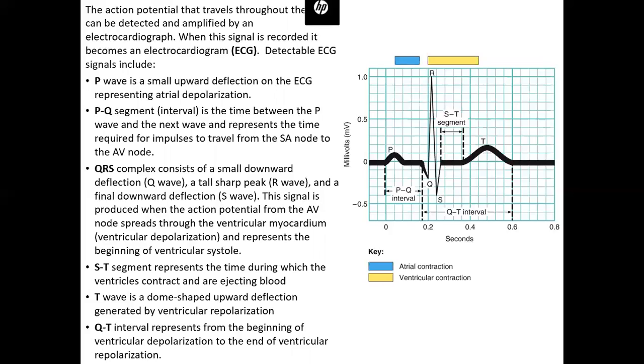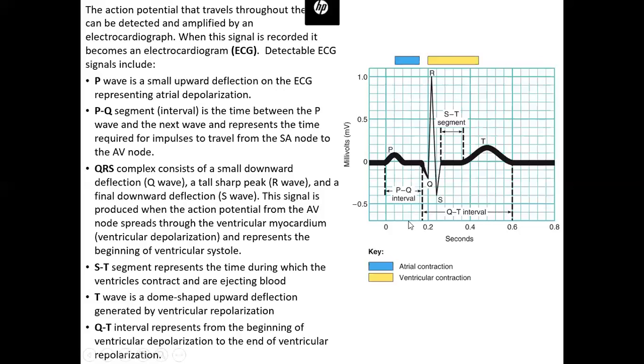Now there are several components to an ECG. One of them is labeled here on this illustration. The first detectable wave or signal is what we call the P wave, a small upward inflection representing the point when the atria are depolarizing. And as you can see at the top of P, the atria begin contracting and will contract to push that blood down into the ventricles.